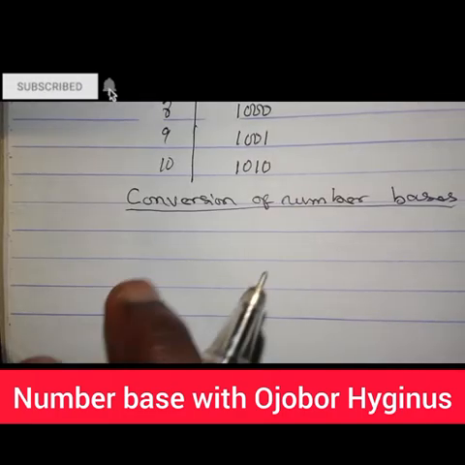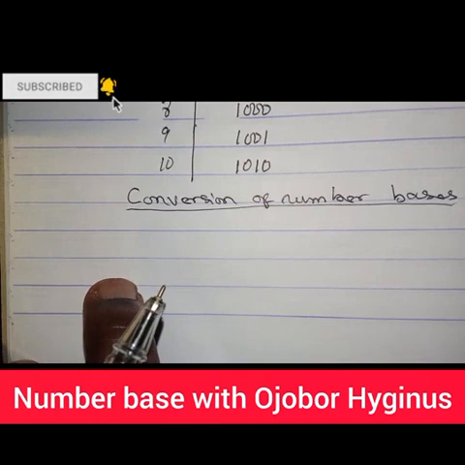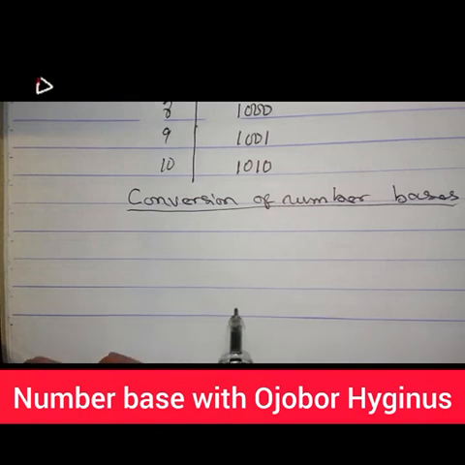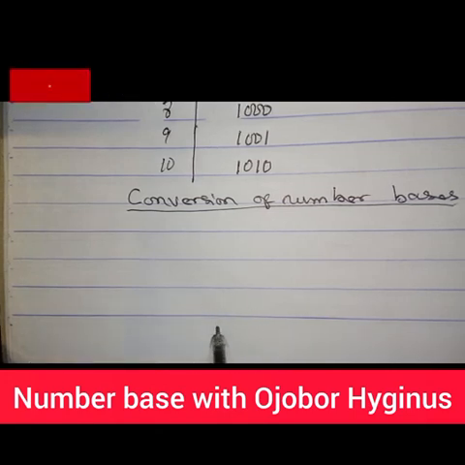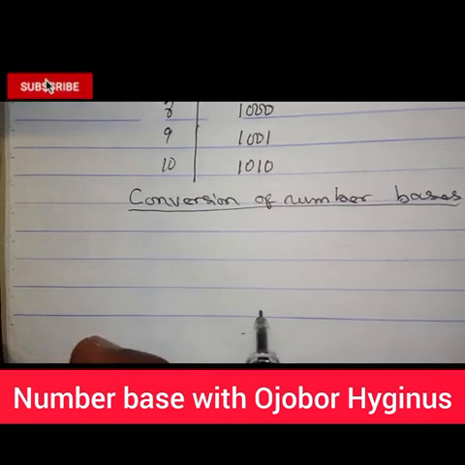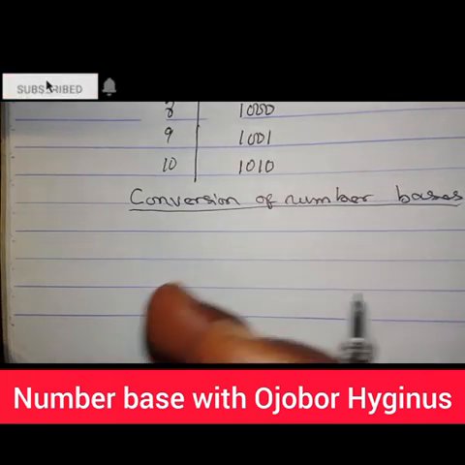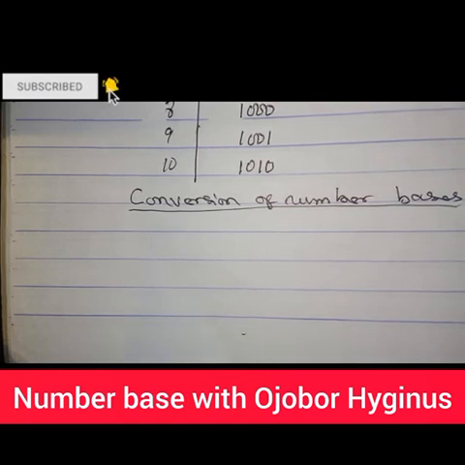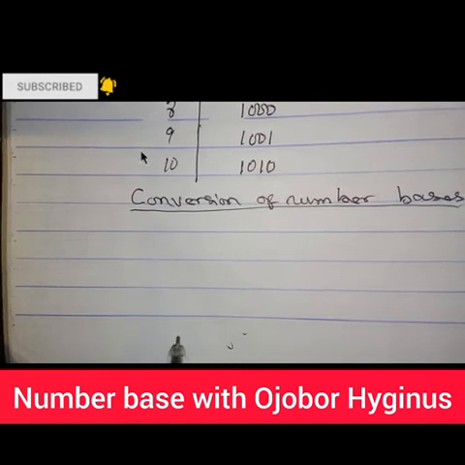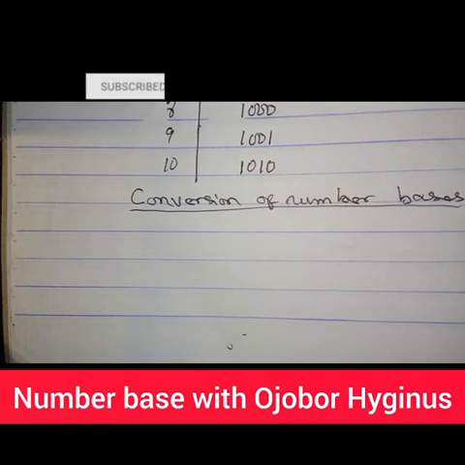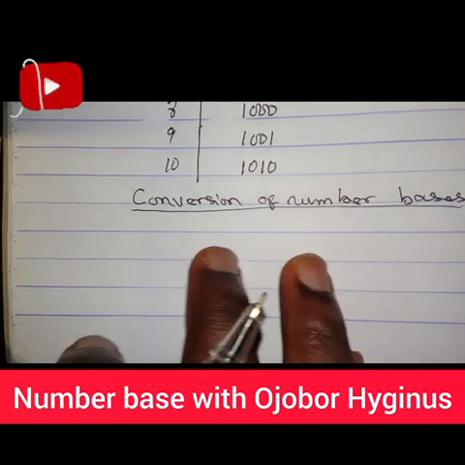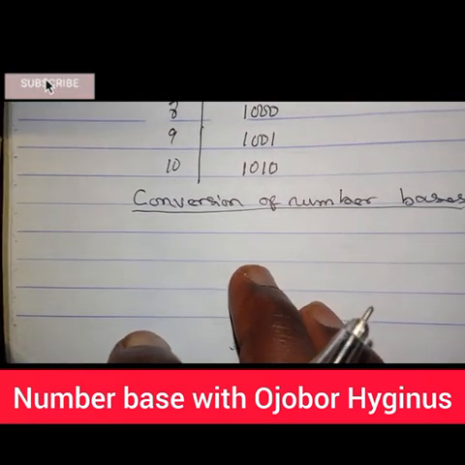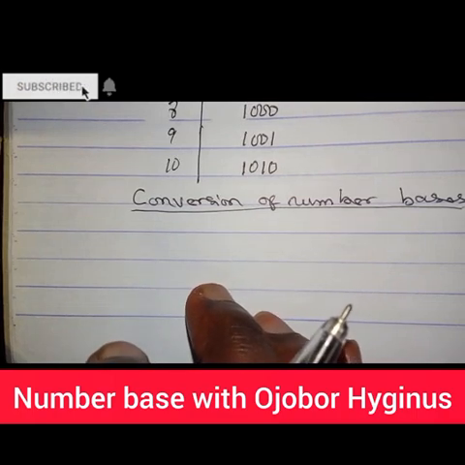So we look at conversion of number bases. What do we mean by conversion of number bases? Conversion of number bases simply means changing one number base to another. You can change from base 10 to base 2 to base 3 and so on and so forth. But the basic process of doing this conversion involves the conversion of numbers from base 10 to any other base, or from any other base to base 10. That means that base 10 is the standard.